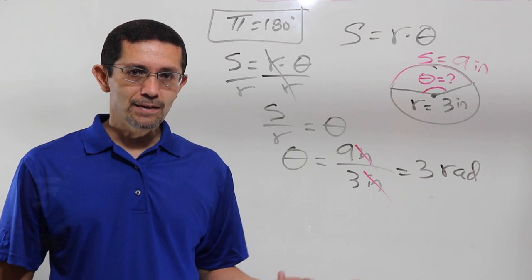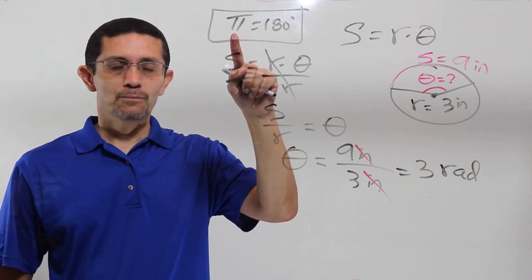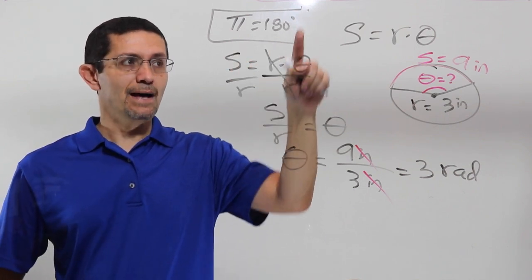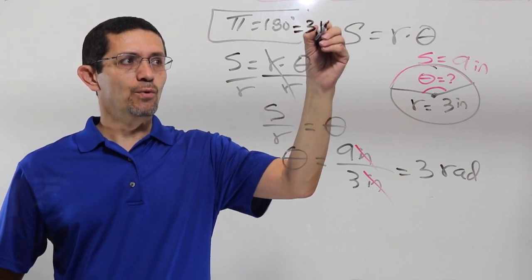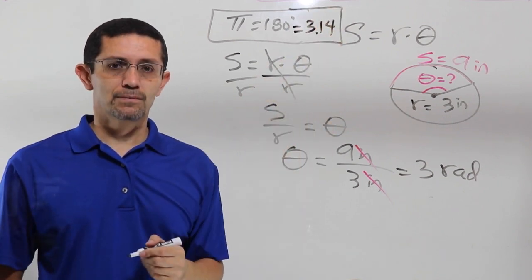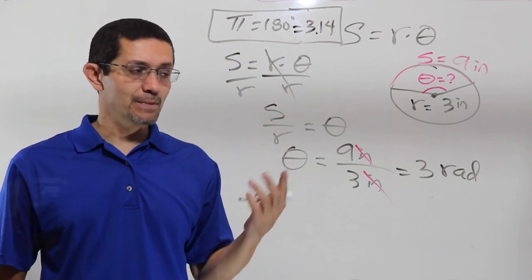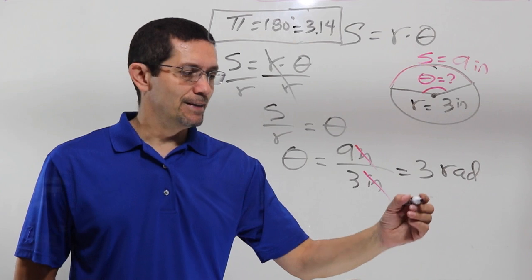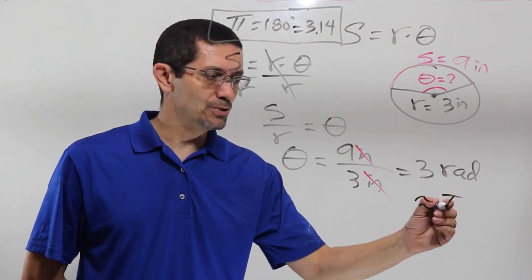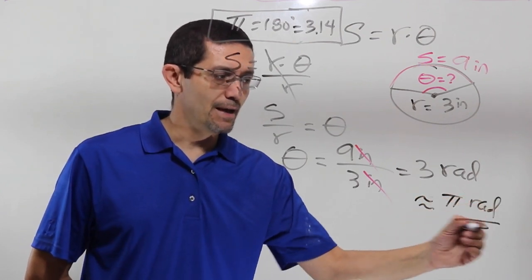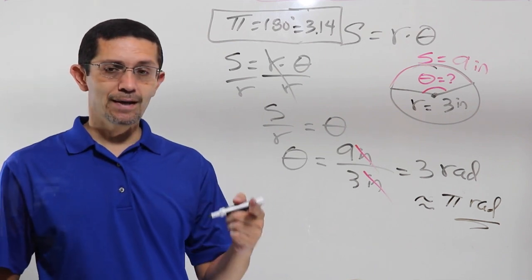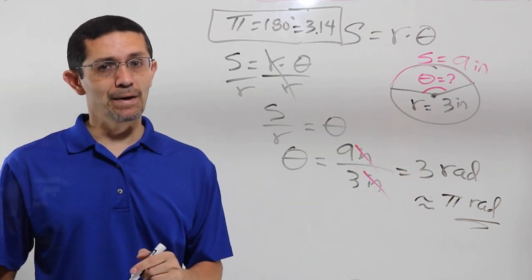Now, but what's a radian? It's the same thing. Pi equals 180, but that's equal to 3.14. Remember, pi is the same as 3.14. So if I have 3 radians, this is approximately equal to pi radians as my angle. So my central angle is 3 radians, and that will be my answer.